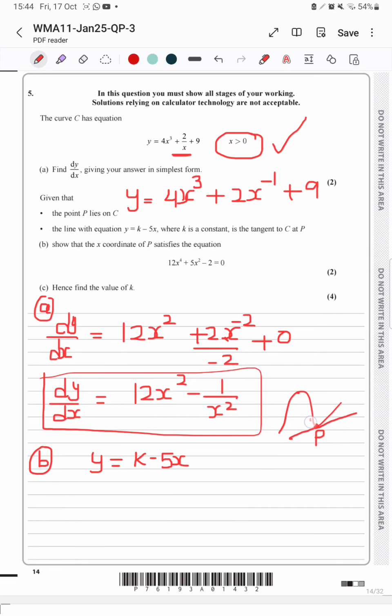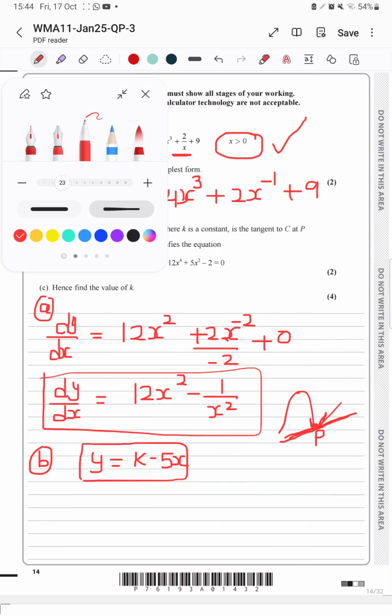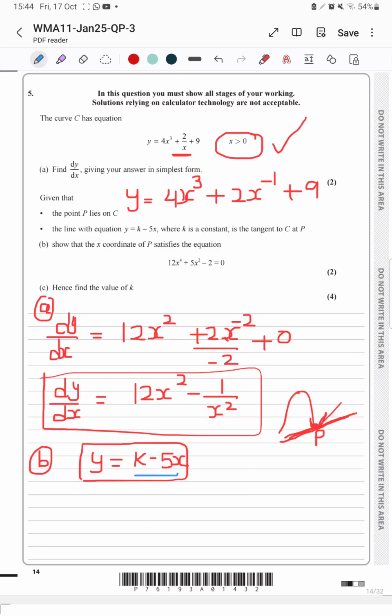Now we know that the derivative of the curve at this point and the gradient of the line will be the same. So if you look at this equation, what is the gradient of this line? This is very important to consider. They have given the line as y equal to k minus 5x. You need to write it in the proper y is equal to mx plus c form, so that is minus 5x plus k. From here the gradient is negative 5. This is the point P where the tangent is drawn, and the gradient of the tangent for this curve at this point is negative 5. So we will equate these two gradients.